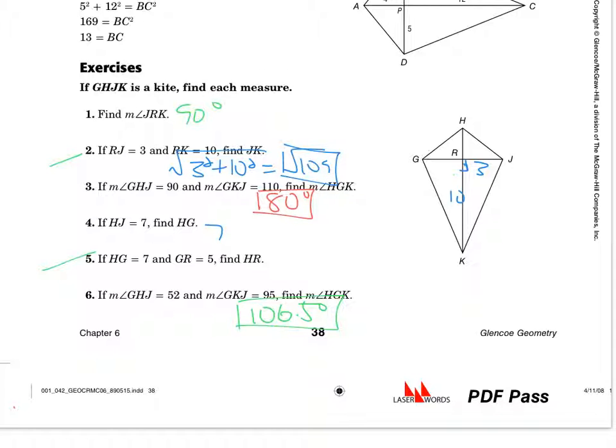And lastly, this other one, we've got HG is 7, GR is 5. We want to find HR. Once again, Pythagorean theorem. We're going to work the opposite way this time. For this one, we've got the long one, the hypotenuse. So 7 squared minus 5 squared is going to give us our answer. So we've got 49 minus 25 comes out to root 24. And root 24, remember from our practice from before, reducing radicals, reduces to 2 root 6.